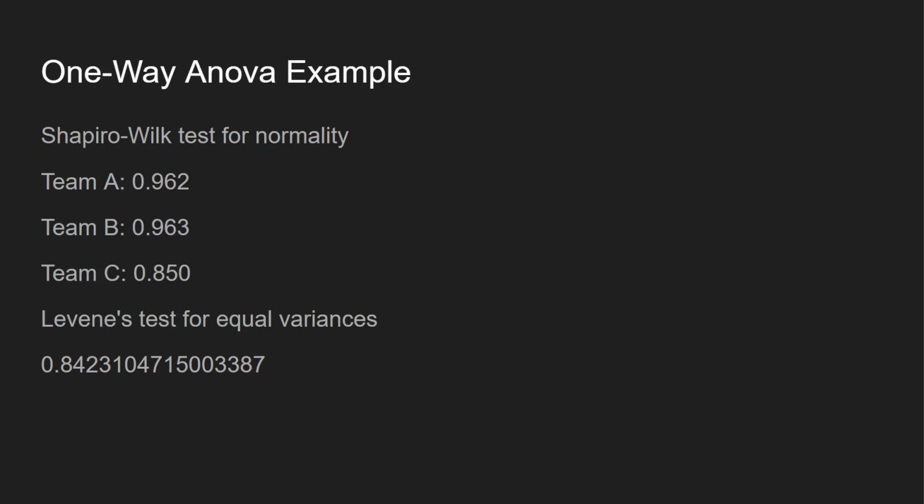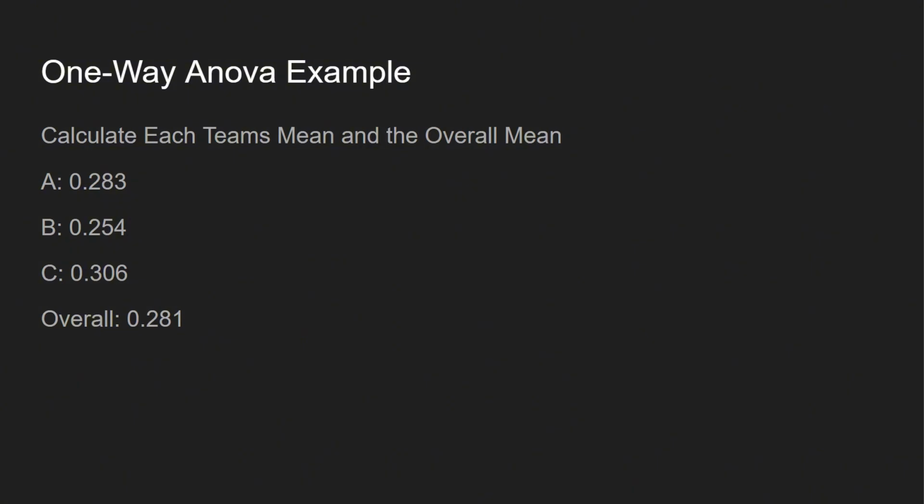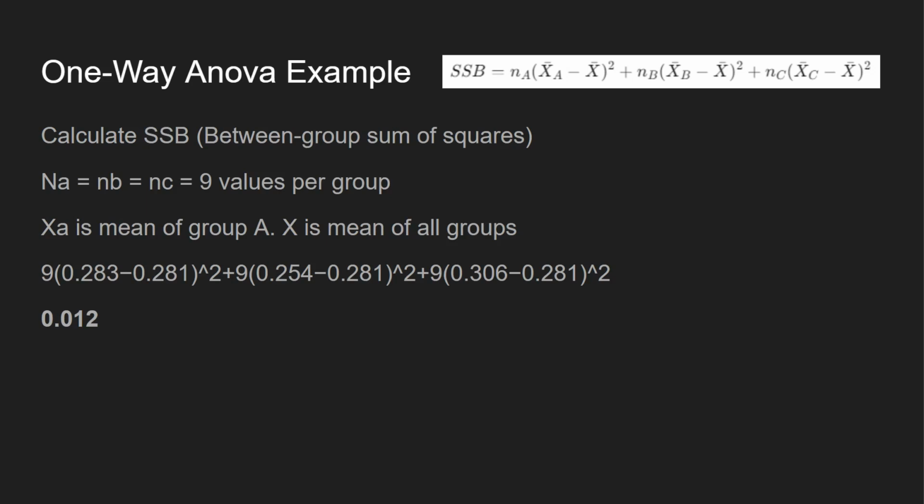I didn't really mention it, but regardless, let's take a look at the Shapiro-Wilk test for normality. All of them are above the 0.05 alpha, so we're good on being normally distributed. And Levene's is 0.842, also above 0.05, so we are good to go. Then we calculate each team's mean and the overall mean, which are on the slide right now. And then we want to calculate the SSB.